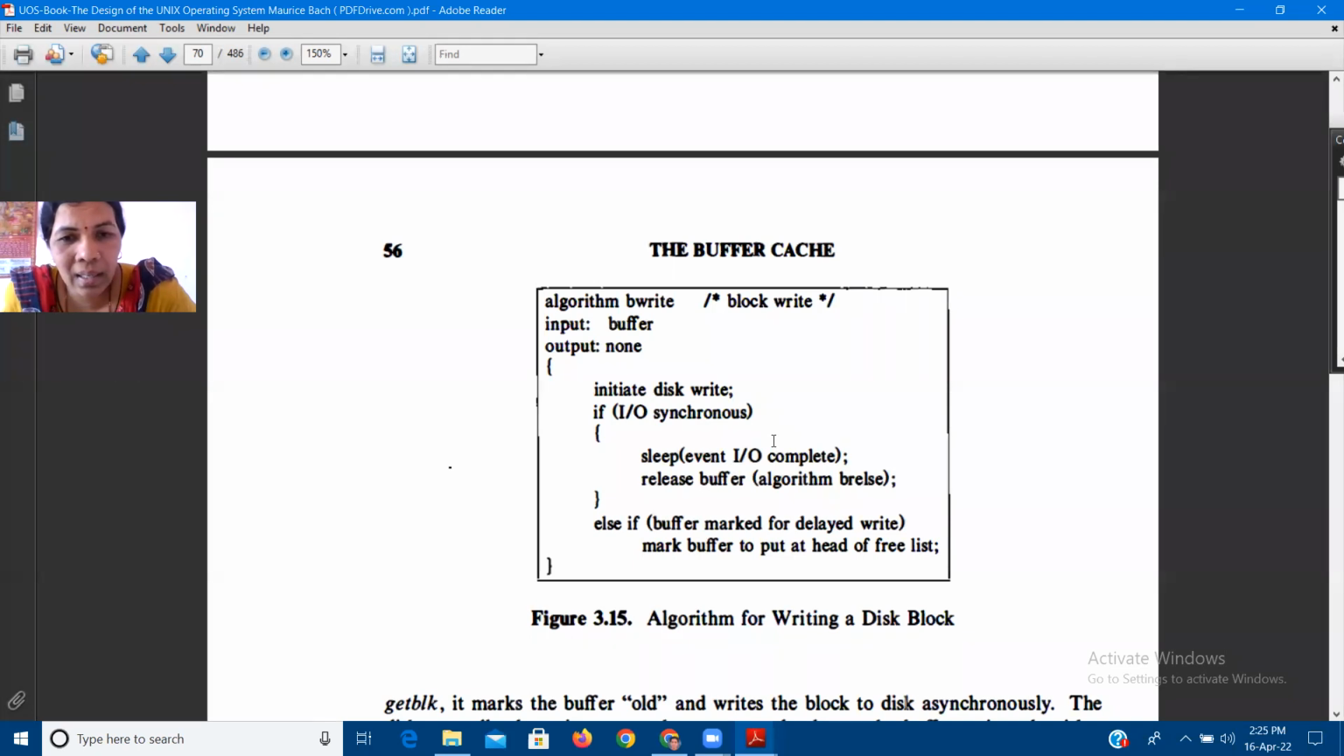Acknowledgement dependent will be the write operation, so in that case we have to go to the sleep state because we are waiting for the reply. So release buffer algorithm, brelease.